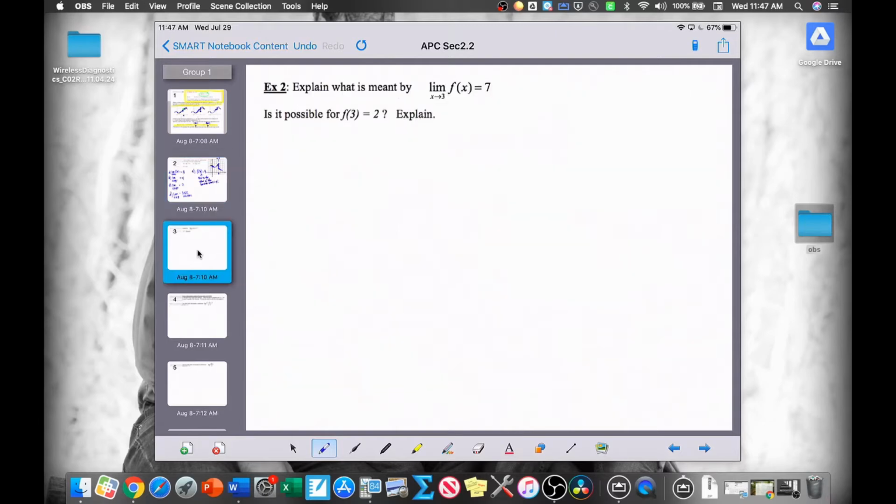Example 2 says, explain what is meant by the limit as x approaches 3 of f of x equals 7. And then, is it possible for f of 3 to equal 2? Explain. Okay, well, for the first part here, we can just say, based on our definition of what a limit is, this means that as x approaches 3 from both the left side and the right side, the function is approaching 7.